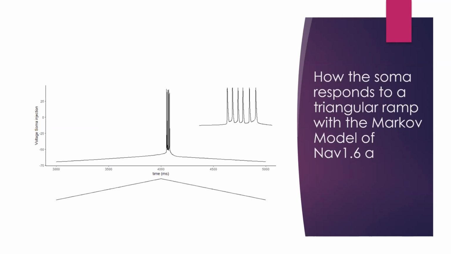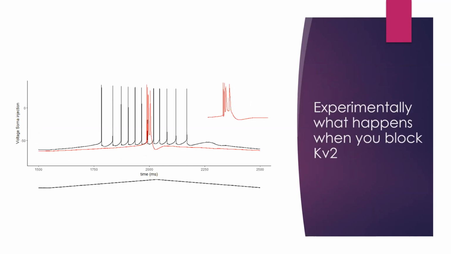In CA1 hippocampal pyramidal cells, there's actually two channels that act as delayed rectifiers. There's Kv1 and Kv2. And this is what happens when you block Kv2 experimentally. This is the same kind of experiment she gave at a ramp, so a ramp up, a ramp down, a triangular current ramp to look like that depolarizing hill that place cells receive. The red trace is what happens when you block Kv2. The black trace is control.